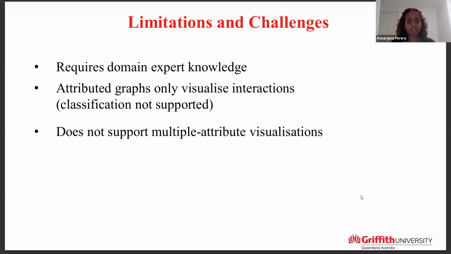And talking about the limitations of the current methods, due to the complexity of blockchain data, most of the time it requires domain expert knowledge in understanding, even though the data is represented in graphical methods. And speaking about attributed graphs, they only visualize interactions or relationships, like I mentioned. And also, obviously, it does not support any multiple attribute visualization. So if we want to visualize data using a different attribute, we'll have to start from the beginning for developing a different type of a graph.